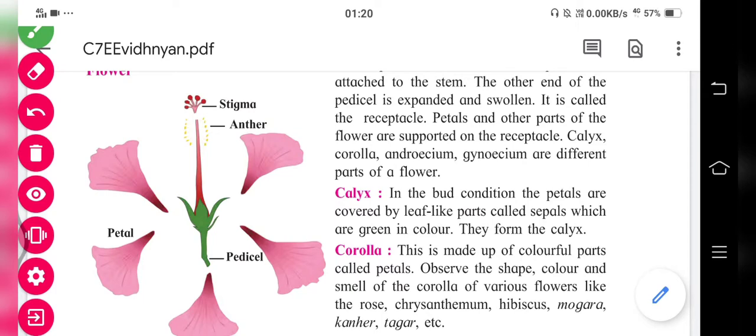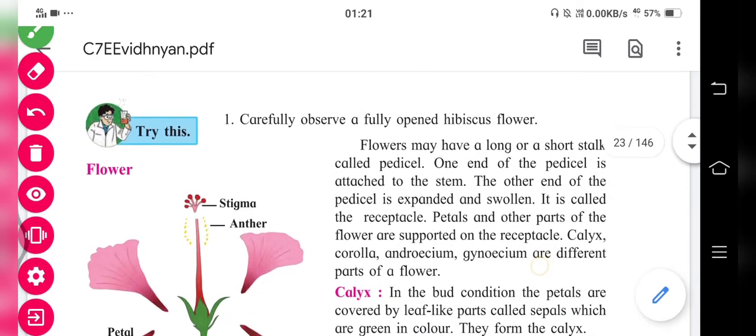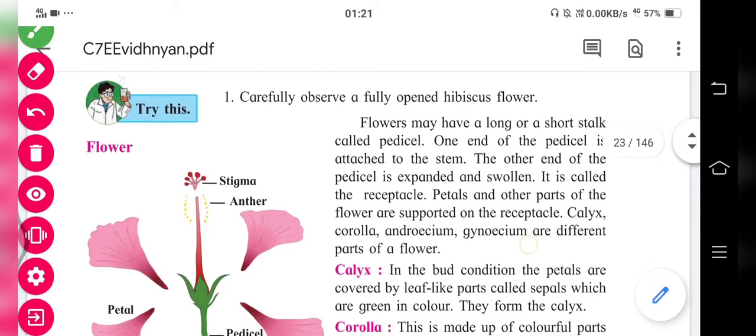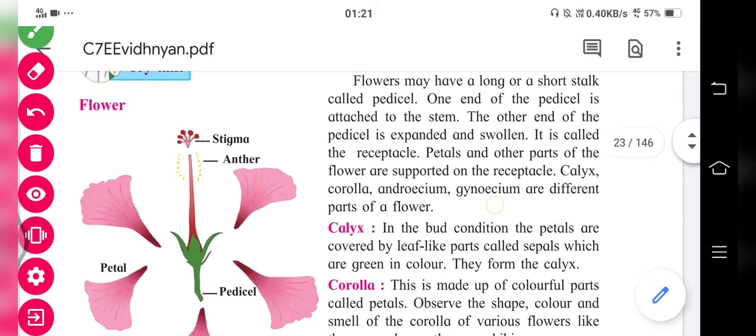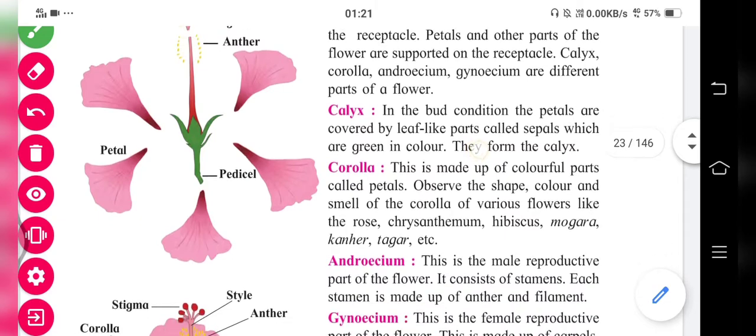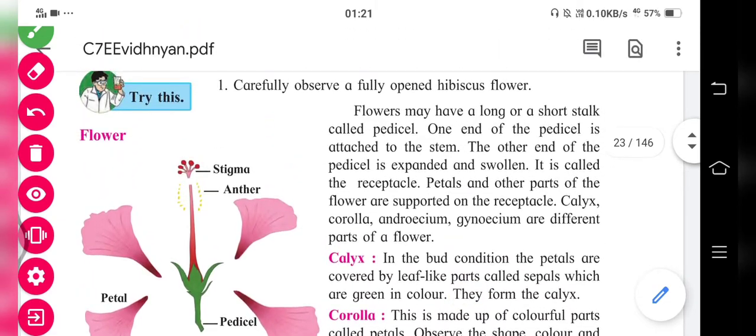different types of arrangement of leaves: alternate leaves, opposite leaves. After that, venations: parallel venation and reticulate venation. Okay, so after that you can observe this figure. Carefully observe the fully open biggest flower here. What you observe in there: the stamen is there, anther is there, pedicel is there, petal is there. So one by one you can study that in more detail.